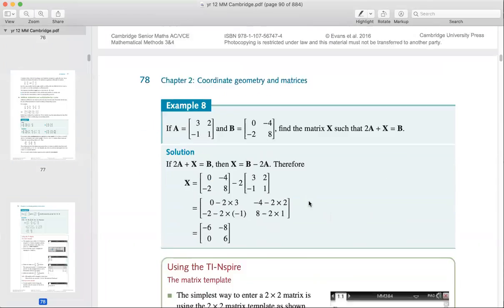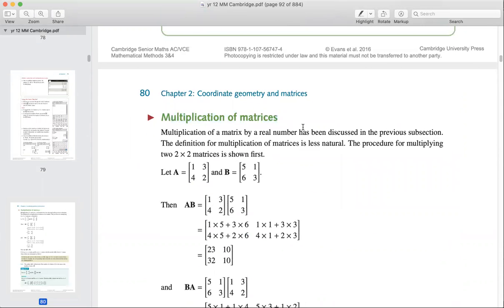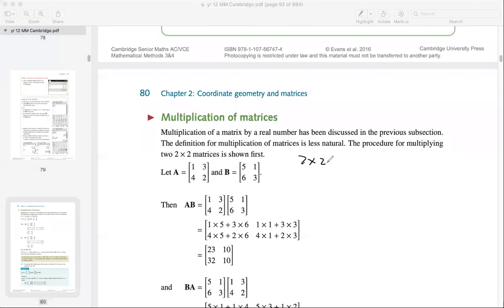Let's keep going to multiplication of matrices. For our math method, normally we only go up to 2 by 2 matrix times 2 by 2 matrix. To determine whether two matrices can be multiplied with each other, the first matrix's number of columns must be equal to the second matrix's number of rows. In this case it can, and the final result is 2 by 2 as well.